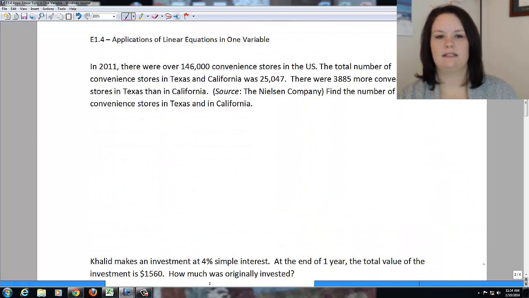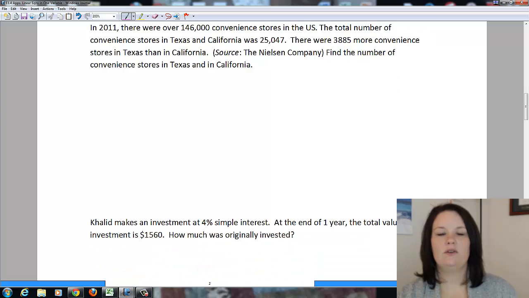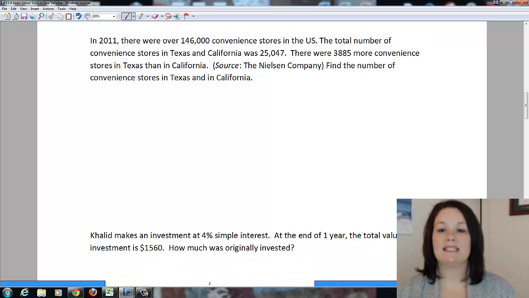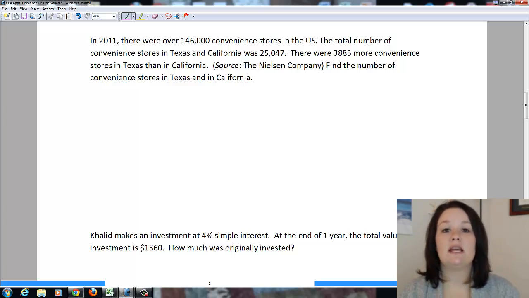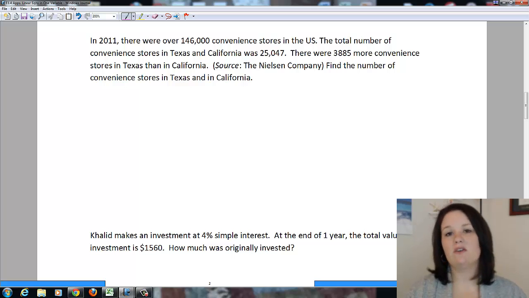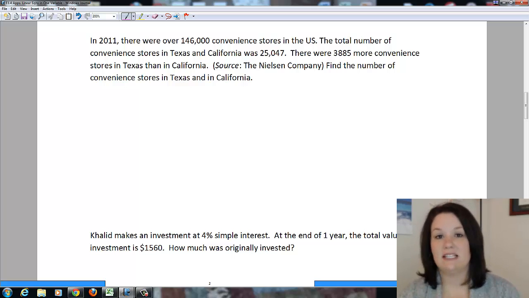This one says, in 2011, there were over 146,000 convenience stores in the U.S. The total number of convenience stores in Texas and California was 25,047. There were 3,885 more convenience stores in Texas than in California. Find the number of convenience stores in Texas and California. So what I'm noticing is we're talking a lot about Texas and California. They tell us the total number for the 2 states, and they tell us one state has more than the other state, and then they want us to find how much is in each state.